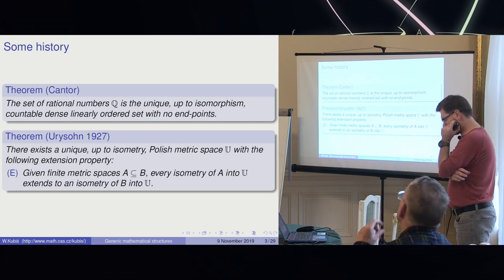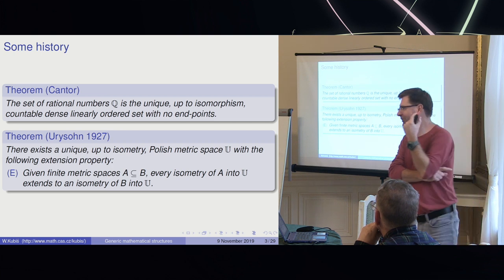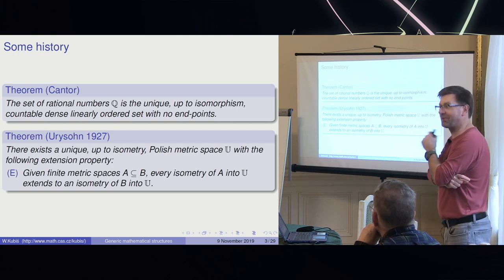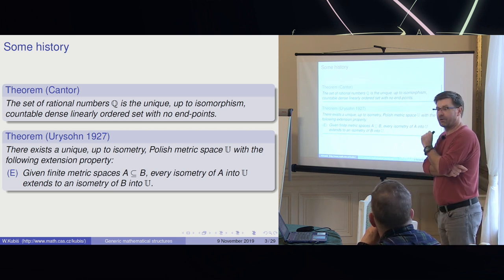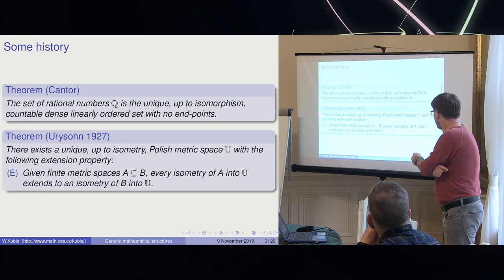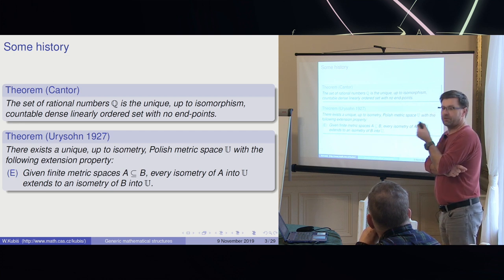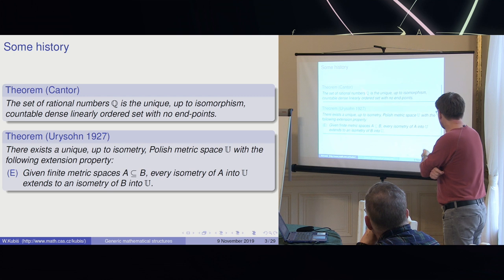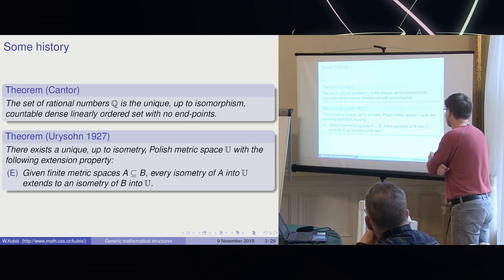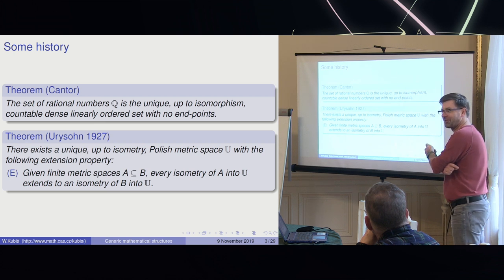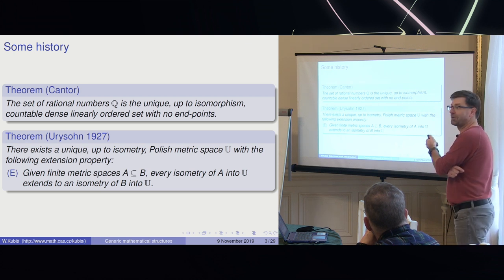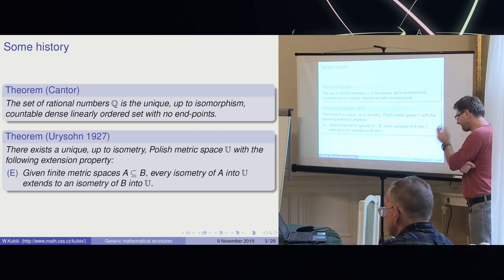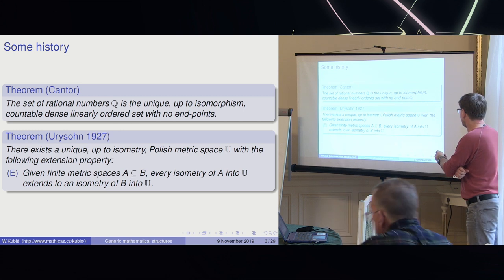When I was a teenager and a student, my favorite book on general topology was by Richard Engelking, and this result is mentioned only as a remark in the exercises: that another construction of a universal separable metric space is due to Urysohn. First of all, for those of you who are not in mathematics, a Polish metric space means a metric space which is separable, has a countable dense subset, and complete: every Cauchy sequence has a limit. So it's an established notion, called Polish.